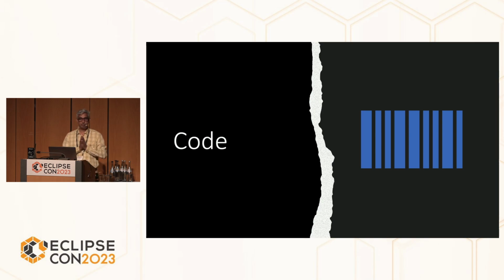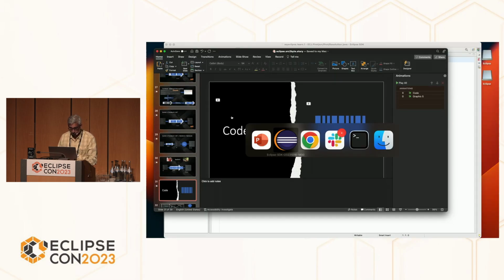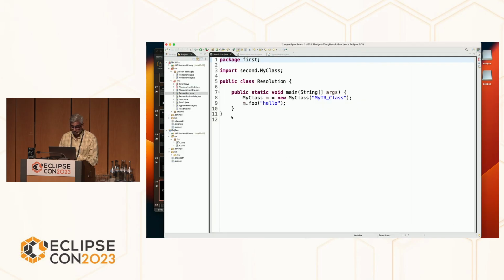Okay, now to code. Let's get into some. The backend comes here and it says my class. Where is my class? And it tells it is in second dot my class. So this is a phase which will go around, check what is available, and refer the type and figure out what type it is.